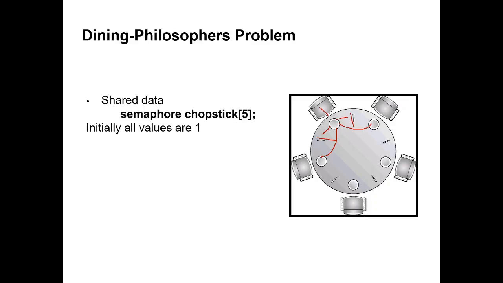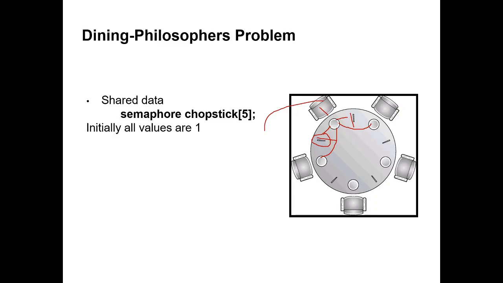After eating, the philosopher has to put down both the left and right chopsticks and go back to thinking. So the chopsticks are free and can be used by other philosophers. So here philosophers are processes and chopsticks are shared data, shared among the philosophers.